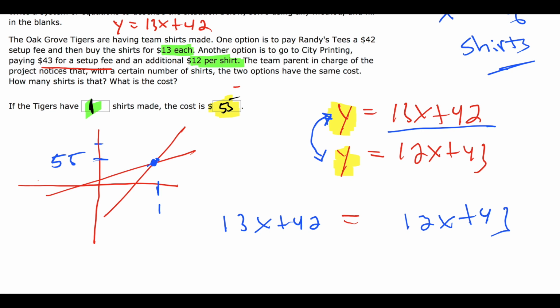Even if y wasn't isolated, you can just isolate it in one problem and drop it into the other problem. So let's say you have something like y minus 13x equals 42. I just moved the 13x over there. And the other one is the same idea: y minus 12x equals 43. And you want to isolate the y.